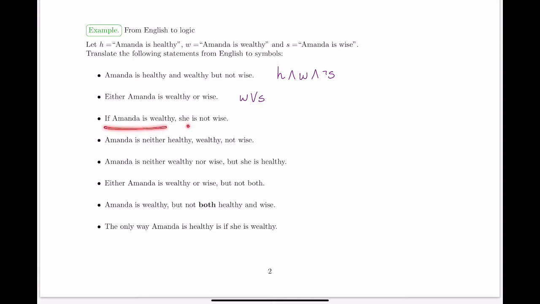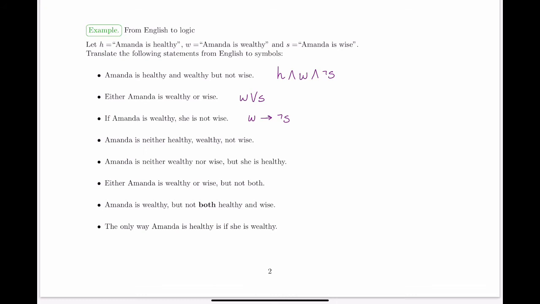If Amanda is wealthy, she is not wise. There we have our if-then statement, except notice that the "then" is omitted because, again, if the meaning in English is clear, then some words will actually get dropped. But this is an implication statement. If Amanda is wealthy, so W, then Amanda is not wise, so not S.